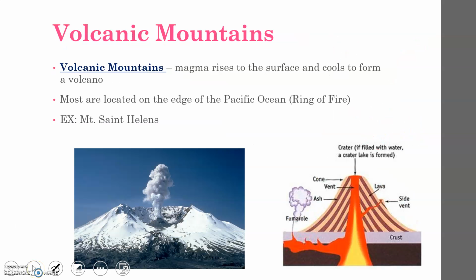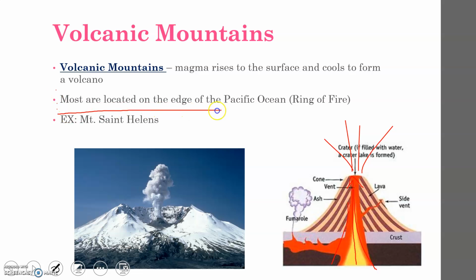All right, the next type of mountain is a volcanic mountain. I'm pretty sure you're familiar with that. A volcanic mountain is where magma rises to the surface and it cools to form a volcano. When this happens, you have your magma chamber here underneath the Earth's surface, which causes the magma to rise up. When it gets full, basically it creates an eruption or an explosion.